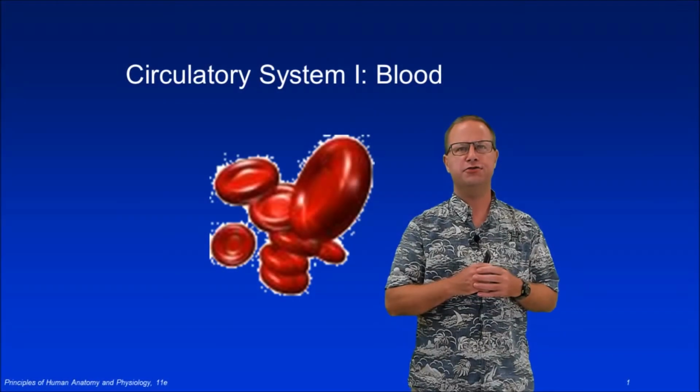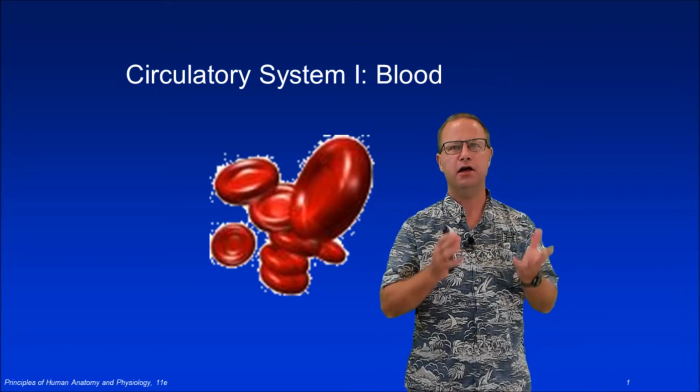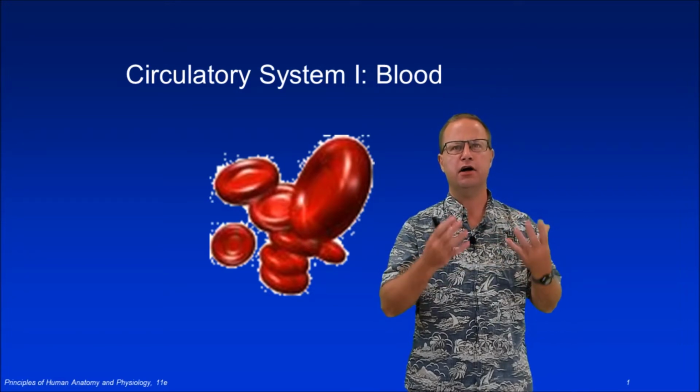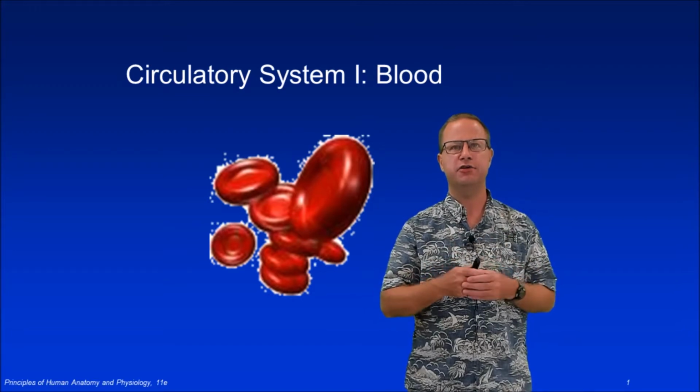Hello Biology 100 students, welcome to your first lecture on the circulatory system. Today we're going to talk about blood, which is an amazing connective tissue which helps to carry nutrients throughout the body and also provide the body cells with oxygen and immune defense.